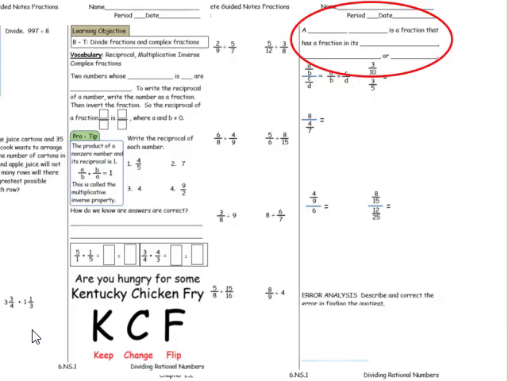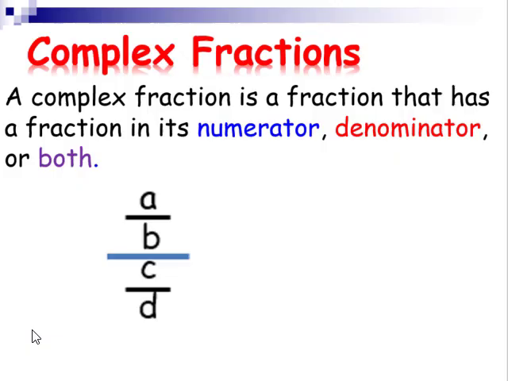We are now on the back of our guided notes. Complex fractions. A complex fraction is a fraction that has a fraction in its numerator, denominator, or both. When we are simplifying a complex fraction, we're going to write the numerator just like it is. This longer or bolder bar is our division symbol. And then we're going to rewrite the denominator just like you see it. And then it becomes just like a problem that we did earlier.